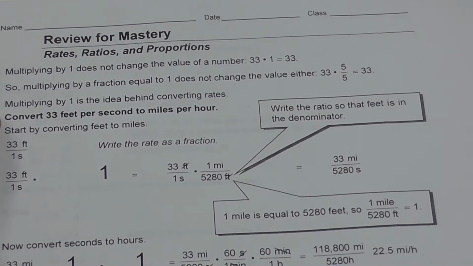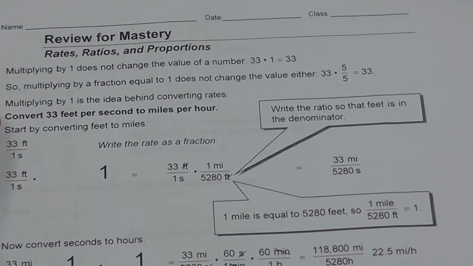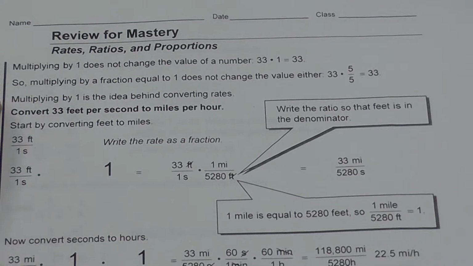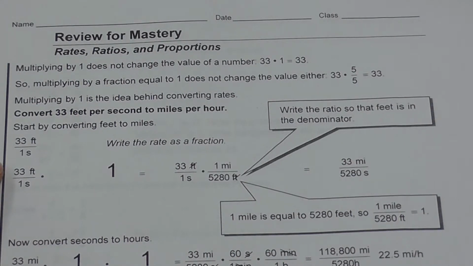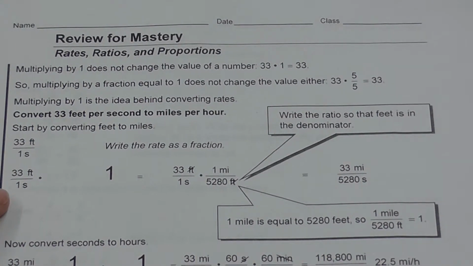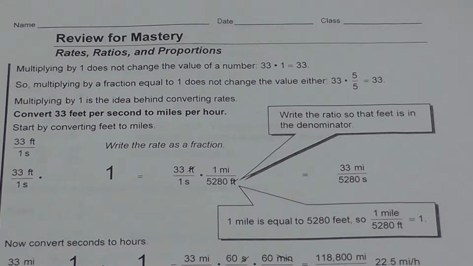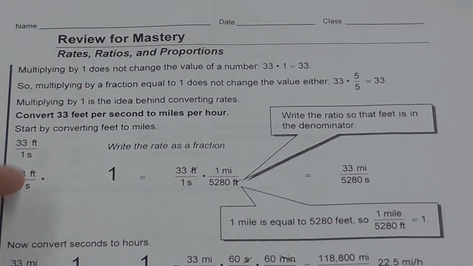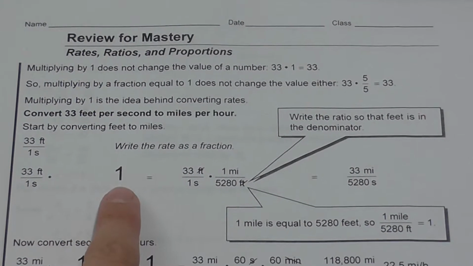So converting 33 feet per second into miles per hour. Slightly different steps than what we've used, as we used to separate them out and do feet first and then seconds to hours, but this does it all in one, and I like the way this works together. It uses the same idea. First of all, we're going to say 33 feet to 1 second. So we're going to write the rate as a fraction, feet per second, 33 feet per every 1 second. We're going to multiply that times the number 1.